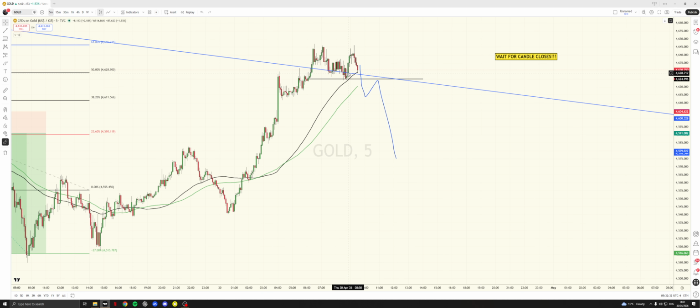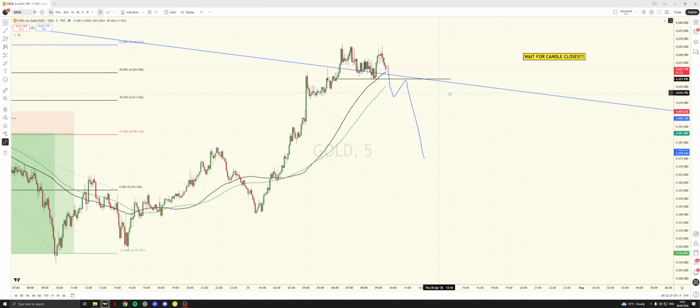You don't sell just because it's at a level. You sell when it breaks the level and retests the level as confirmation, and then you sell.